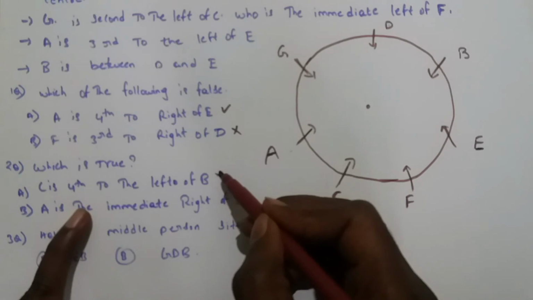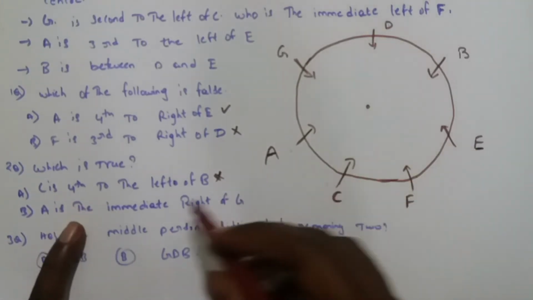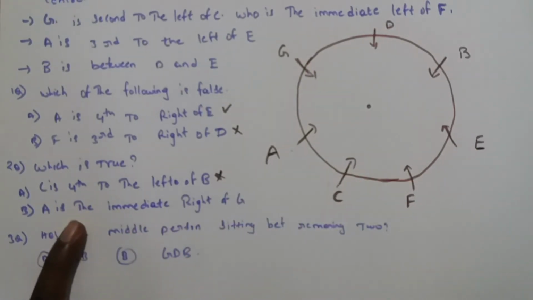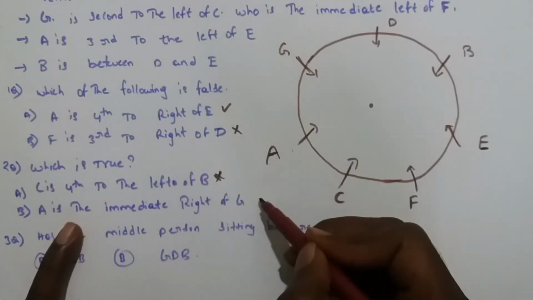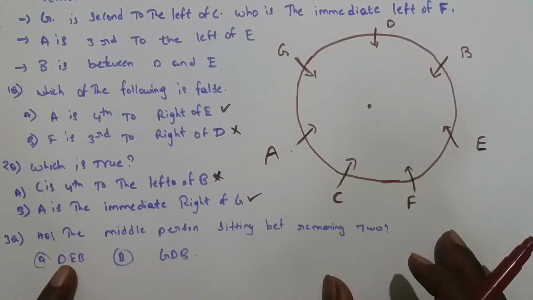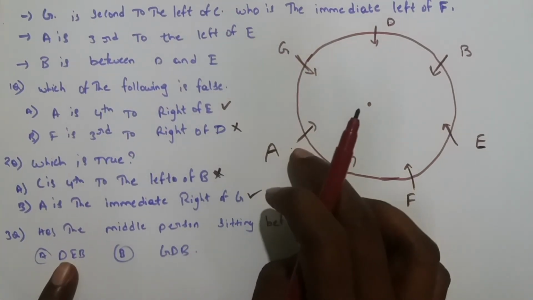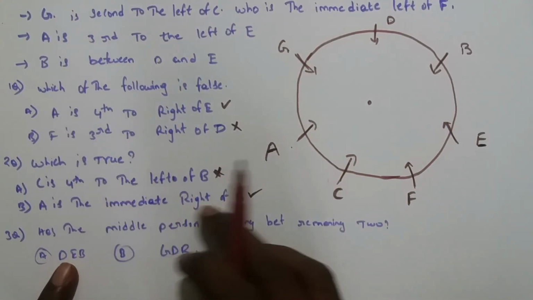Now A is the immediate right of G. See here G right is A. A is the immediate right of G. So this value is satisfied. For G, on the right side there is A, so A is the immediate right of G.